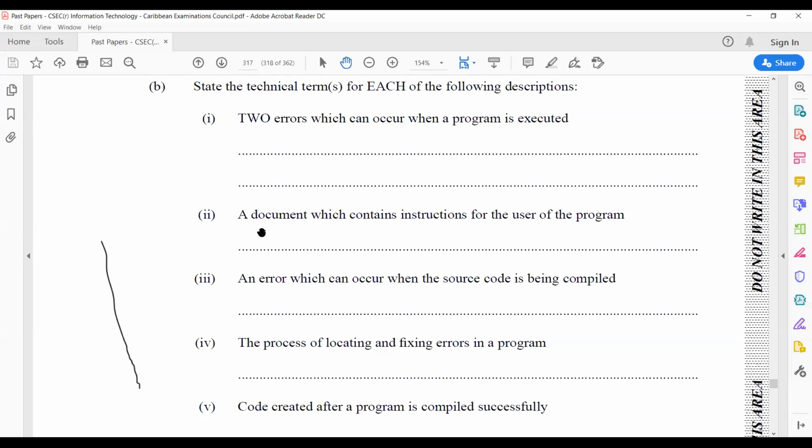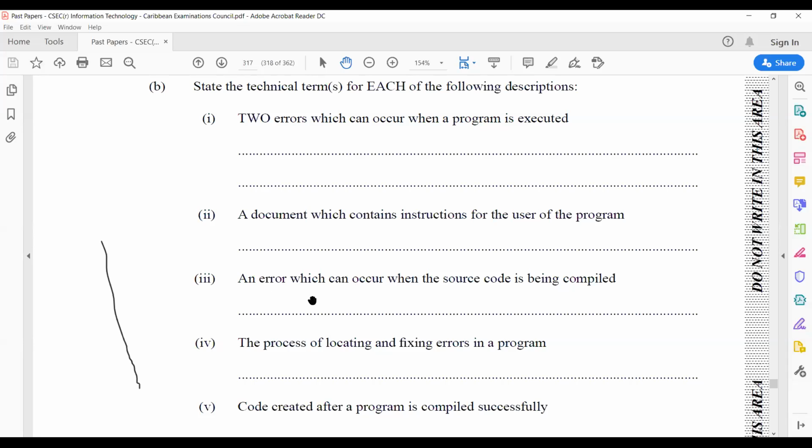The second part of the question: a document which contains instructions for the user of the program. This is something we didn't address particularly, but for this example, the answer would be a user guide, or a user manual.